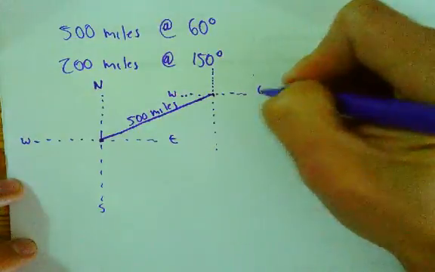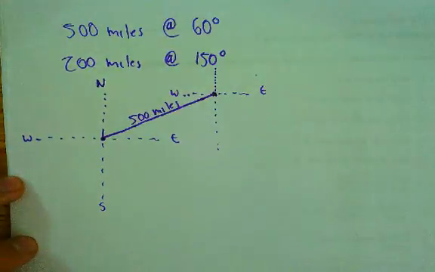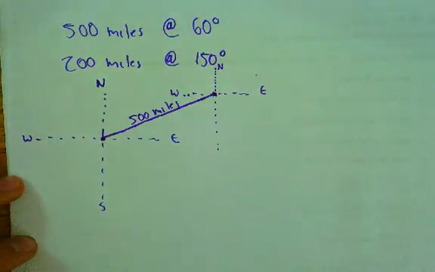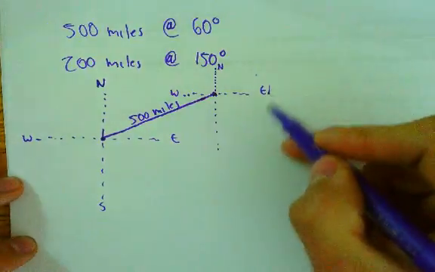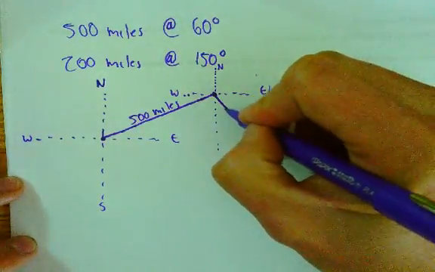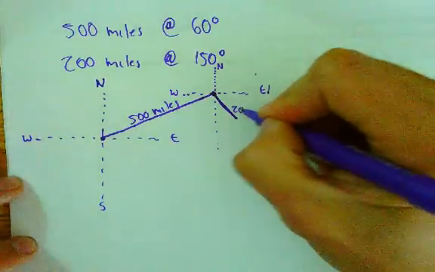Go 150 on a heading of 150. So starting from the north, that's 90, that's 180, so it's right before that, so maybe here. Right? How far did you get? 200 miles. Okay? Now, just to make your life easier, we forgot to put the angles where they belong.